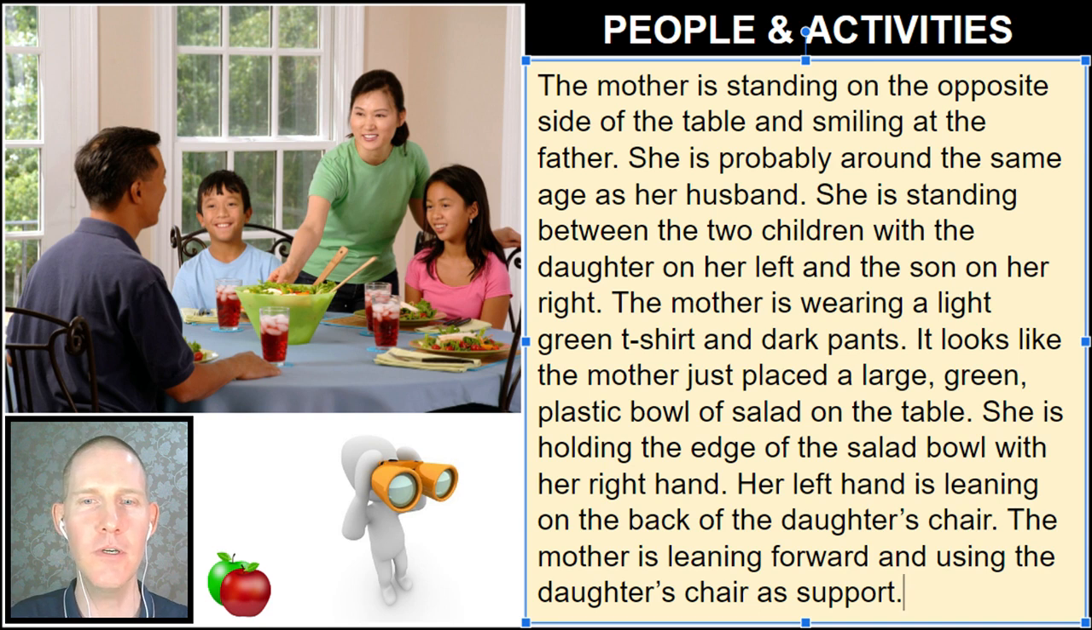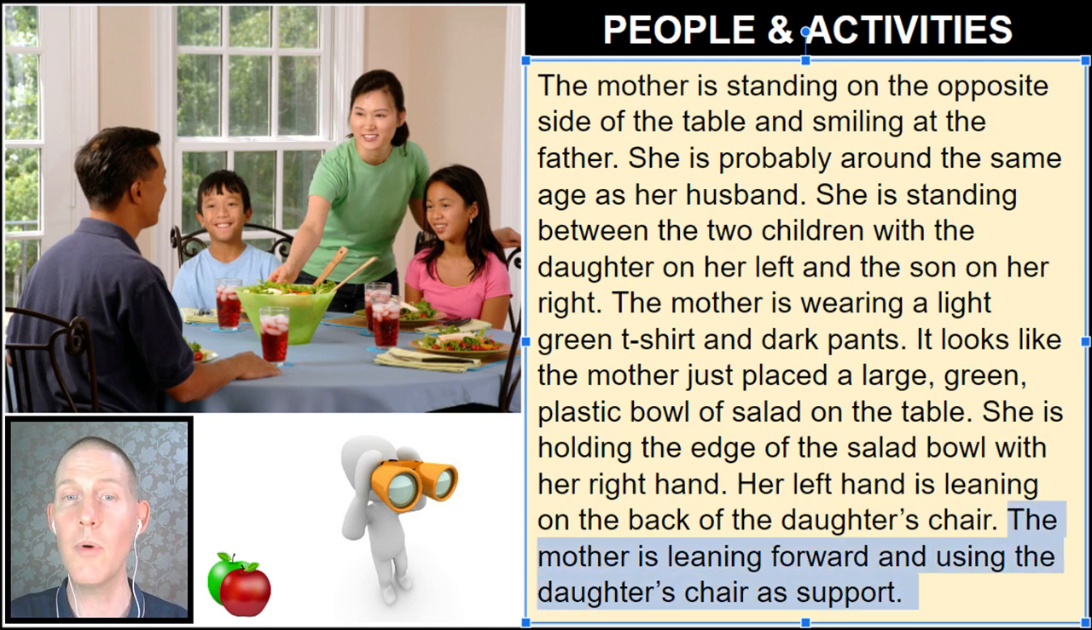So to answer Mahmoud's question, what is the action name, what she's doing? Here, she's holding the edge of the salad bowl with her right hand, and her left hand is leaning on the back of the daughter's chair. And the mother, as in her whole body, is leaning forward and using the daughter's chair as support. If she didn't lean also on the daughter's chair, maybe she would lose balance and fall forward.